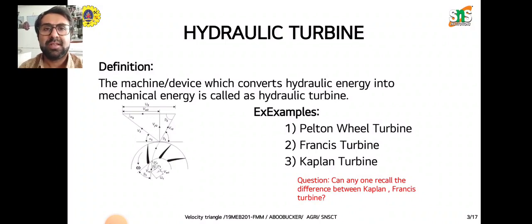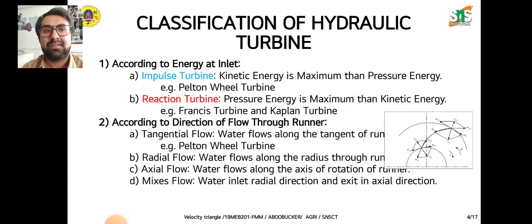Previously, in our lecture series, we had put up a lecture on the various types of turbines, like Kaplan and Francis. Can anybody recall what is the difference between a Francis turbine and a Kaplan turbine? Yes, the difference is here. It's impulse type and reaction type turbines. Impulse type is a Pelton wheel, whereas a reaction turbine is the Francis or Kaplan type.